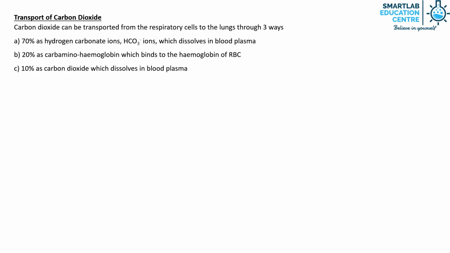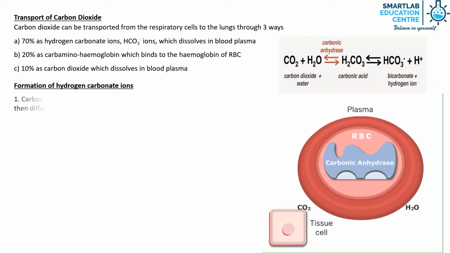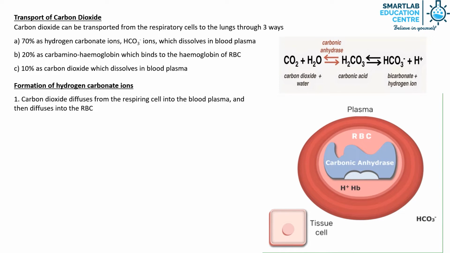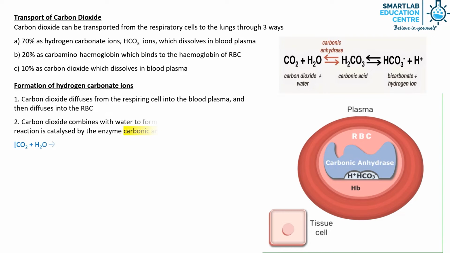We will now look into greater detail on the formation of hydrogen carbonate ions, which is the main form in which carbon dioxide is transported in the blood circulation. Carbon dioxide first diffuses from respiring cells into the blood plasma, and then diffuses into the RBC. Carbon dioxide then combines with water to form carbonic acid. This reaction is catalyzed by the enzyme carbonic anhydrase.